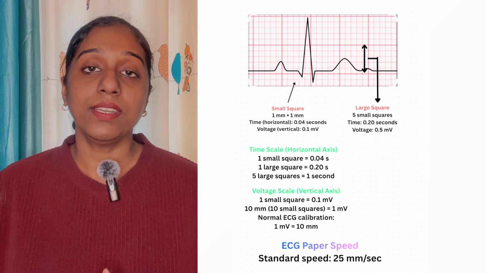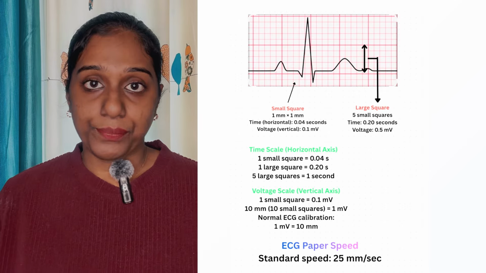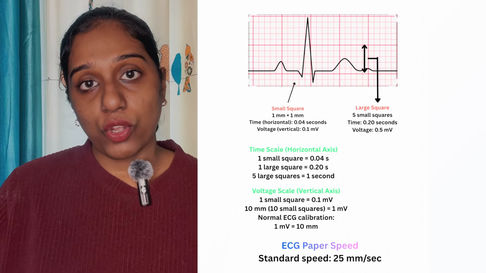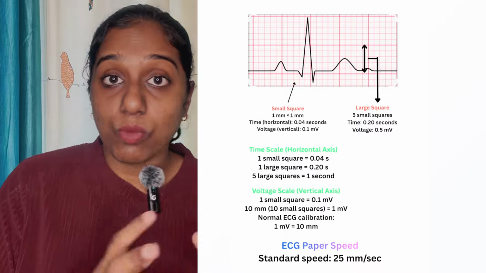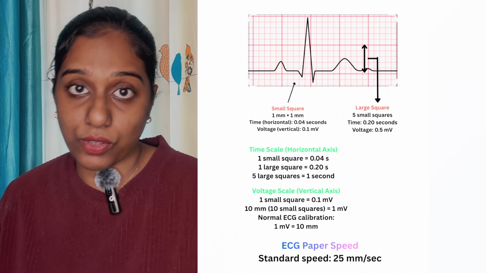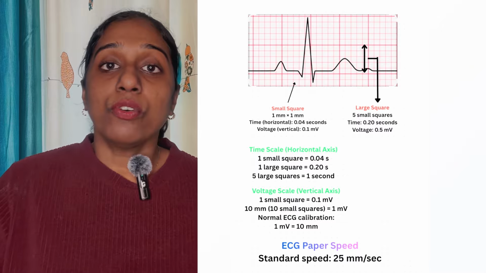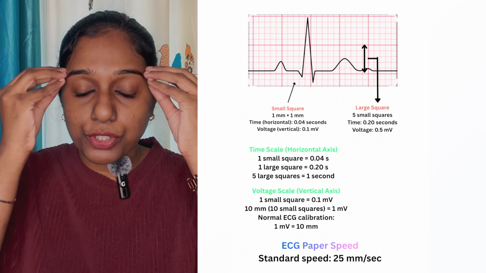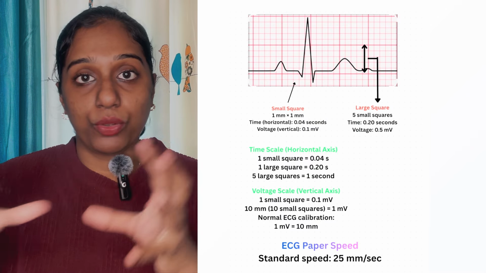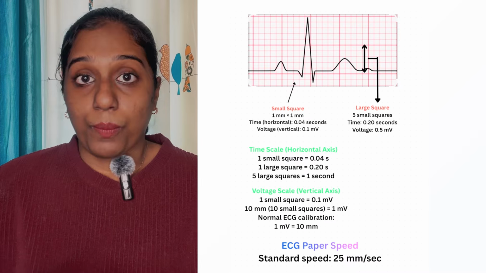That is very important. In an ECG paper, you have many small squares and many large squares. One small square means 0.04 second and 5 small squares constitute a large square. So one large square is 0.20 second. So 5 large squares means 1 second. You should be thorough in this time duration. Then you will be able to read ECG very properly.